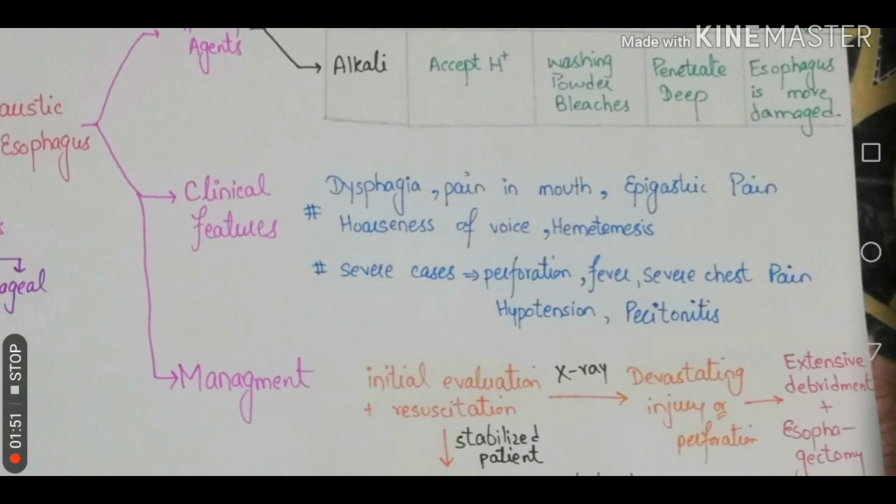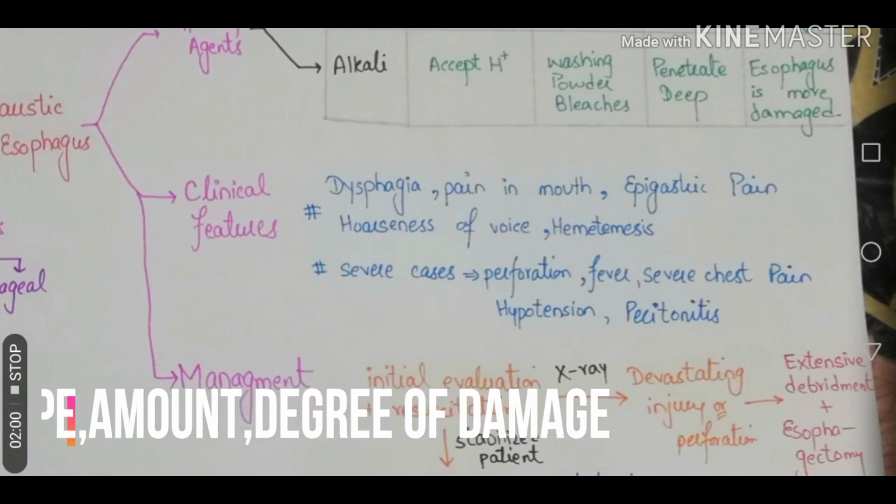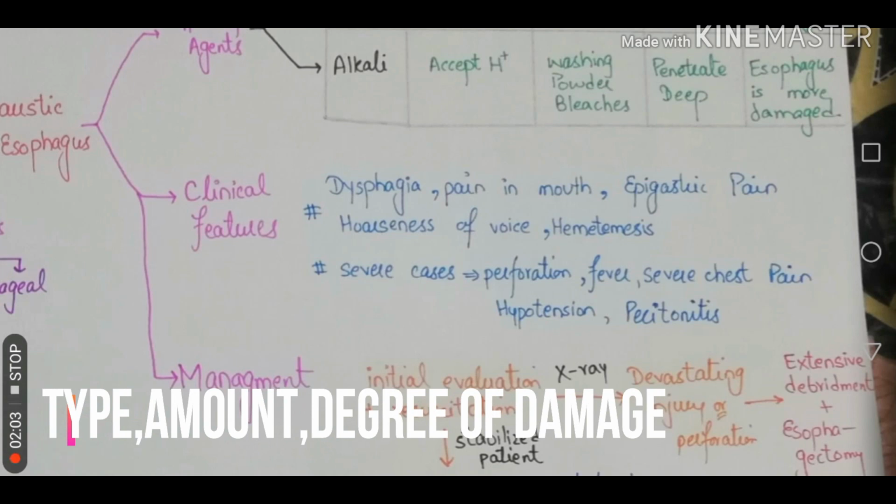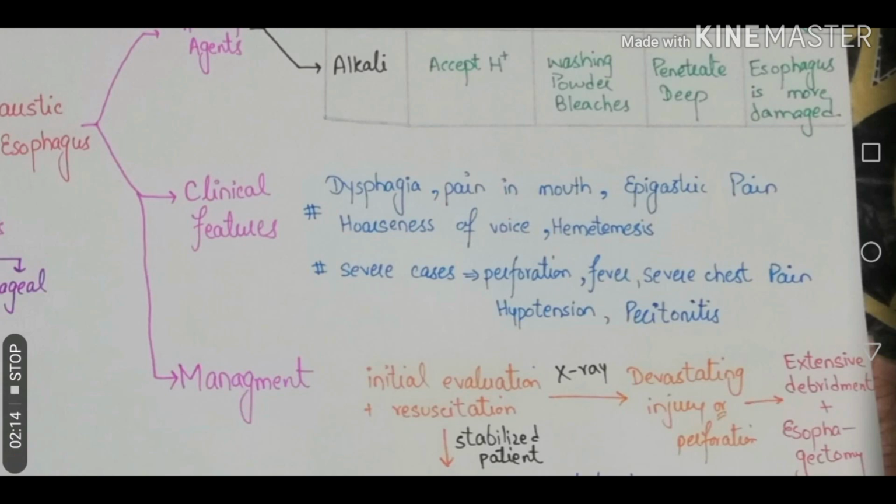Now, what kind of clinical features will a patient of caustic or corrosive ingestion present with? It depends upon the type of agent, the amount of substance that has been ingested, and the amount of damage it has caused. Like, it depends upon the severity or pH of that substance. They range from dysphagia, pain in the mouth, epigastric pain, hoarseness of voice, and hematemesis. In severe cases, there could even be perforation, fever, chest pain, and hypotension, and even peritonitis can occur.